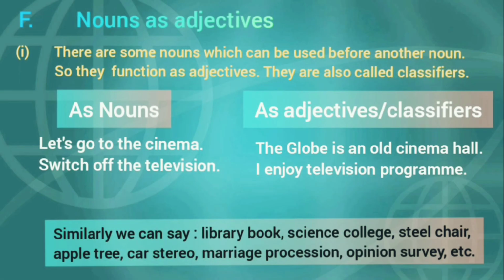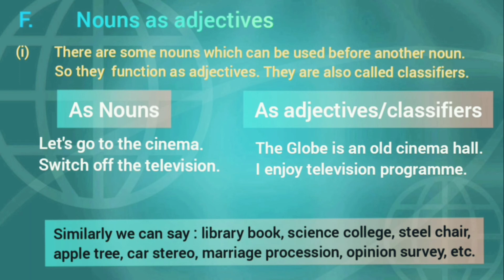Nouns as adjectives. There are some nouns which can be used before another noun, so they function as adjectives. They are also called classifiers. The nouns which function as adjectives in a sentence are called classifiers. Let's see. As nouns: let's go to the cinema. Switch off the television. Here cinema and television are used as nouns.